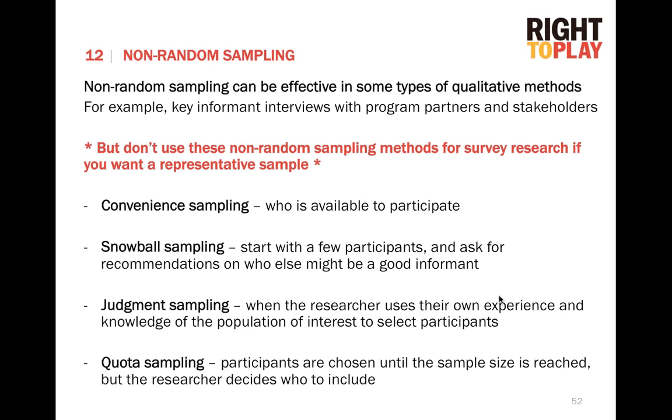Snowball sampling is where you start with a few participants and then you ask them for recommendations on who else might be a good informant. This is a particularly useful approach when you're doing interviews, particularly with partners or other stakeholders, and you're talking to somebody and you want to understand who they think might have important information for you. And so you take recommendations. This is particularly good if you don't know the partners that you're working with all that well, or if you don't have a complete list of relevant informants at the outset. Judgment sampling is when the researcher uses their own experience, their own knowledge of the population of interest to select participants. And quota sampling is when participants are chosen until the sample size is reached, but ultimately the researcher decides who to include, and it's not done randomly.